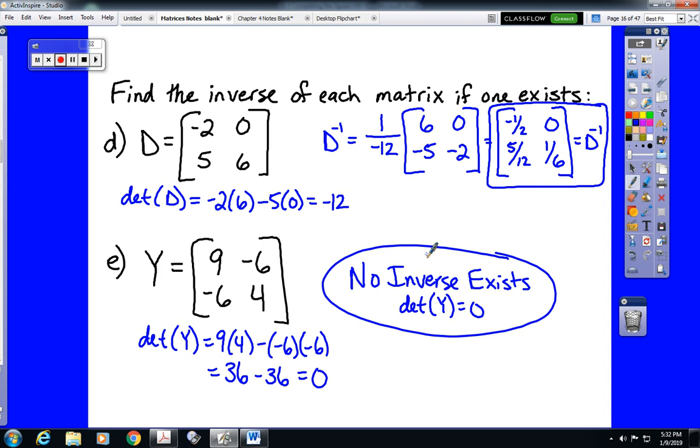That does it for finding the inverse of a 2 by 2 matrix and our introduction to the idea of an identity matrix.